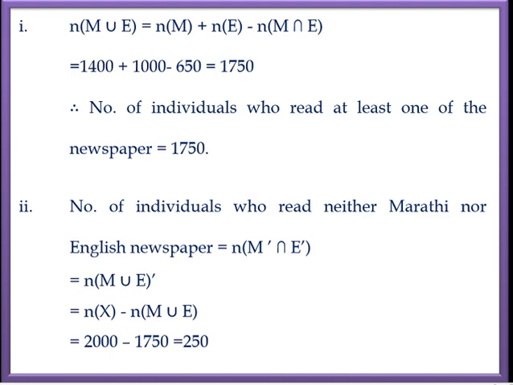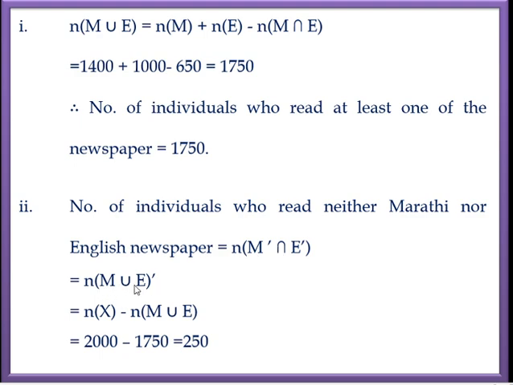Now secondly, the number of individuals who read neither Marathi nor English newspaper means M' intersection E'. So what is that number? You will notice that as per De Morgan's law, M' intersection E' is (M union E)'. In fact, this result is obtained using De Morgan's law only.